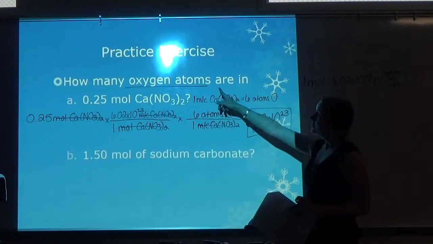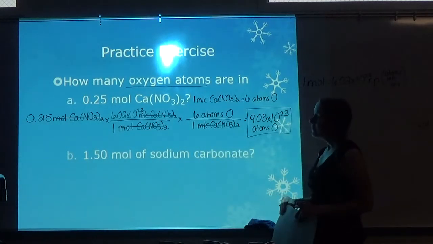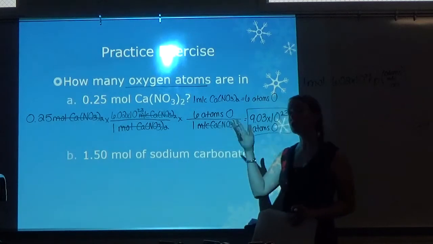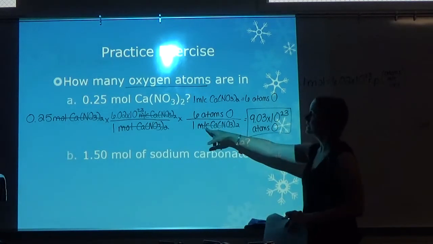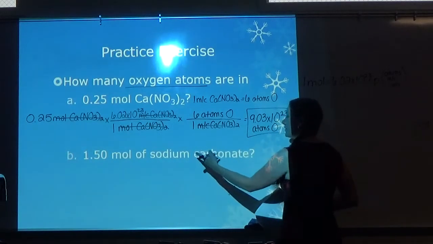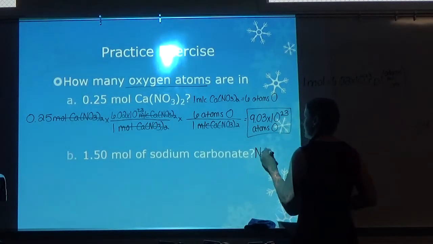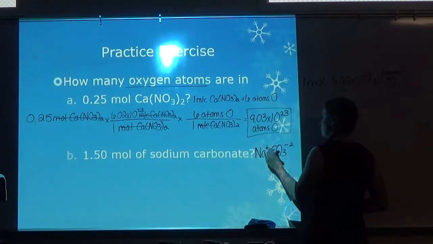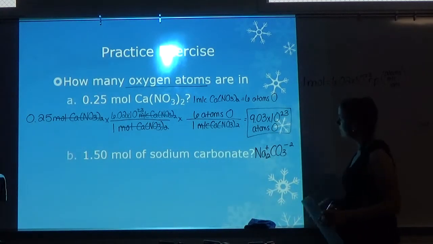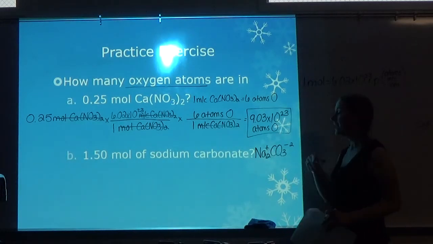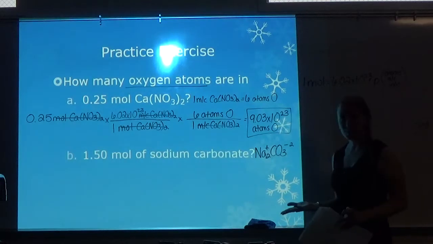So it says how many oxygen atoms are in 1.5 moles of sodium carbonate. Now this again is an ionic compound, but we'll just call it molecules for right now for the sake of being able to cancel out our units. All right, so sodium carbonate. First I have to write the formula. So sodium is Na with a positive charge. Carbonate is CO3 with a -2 charge. So I would cross my 2. So I can see now that there are 3 oxygen atoms in a formula unit of sodium carbonate.